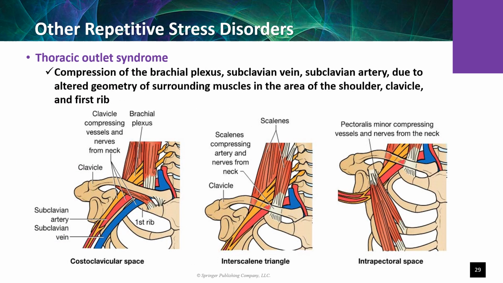Thoracic outlet syndrome is a complex neurovascular disorder of the neck, shoulder, arm, and hand. The three sites of compression are the costoclavicular space between the clavicle and first rib, the interscalene triangle between the anterior and middle scalene muscles, and the intrapectoral space between the pectoralis minor muscle and the coracoid process of the scapula.